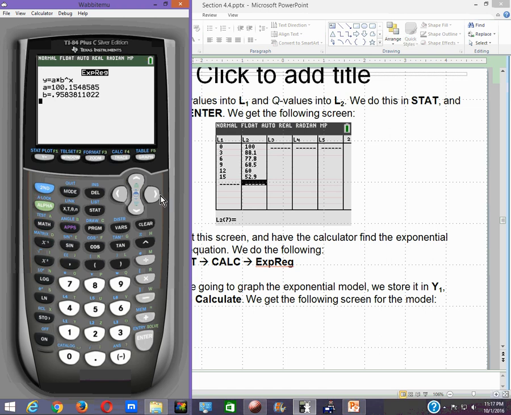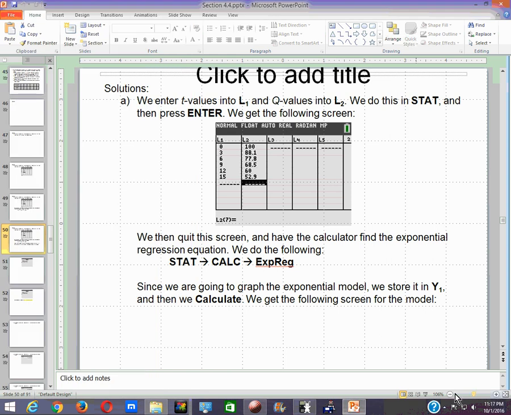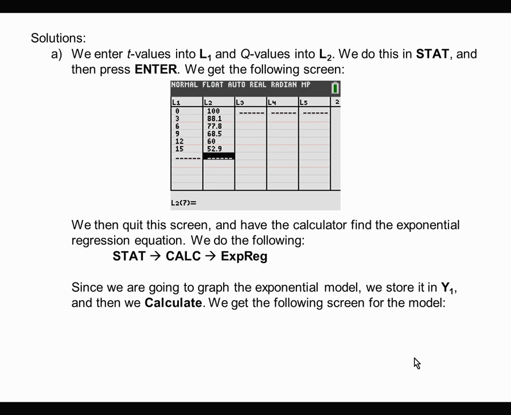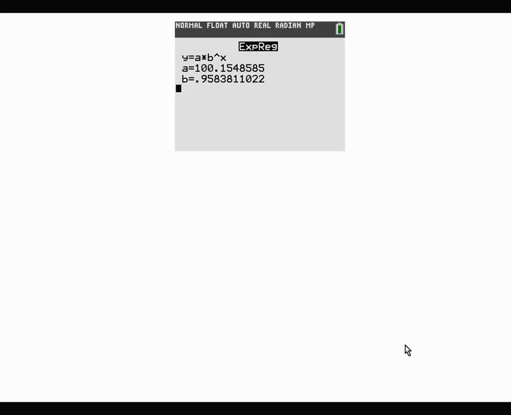and there we go. Notice we know it was actually 100 for the a, the initial amount, but it's not exactly so. You know, it's close though. And then when we round, we get Q of t is 100.155 times 0.958 raised to the t power.